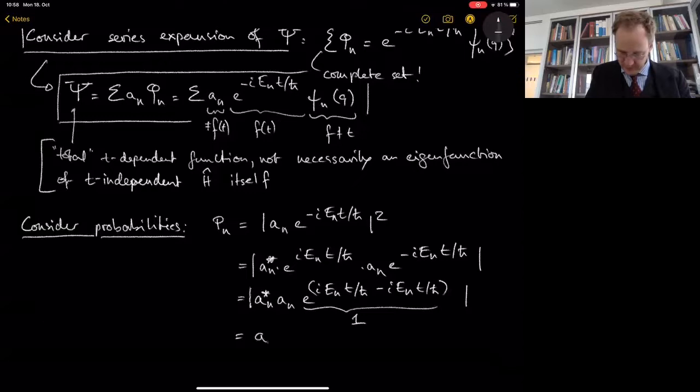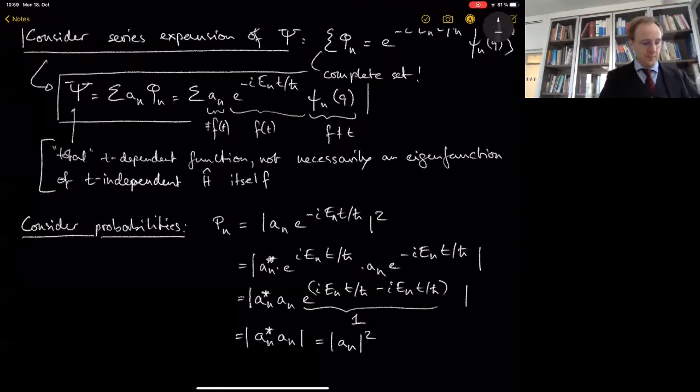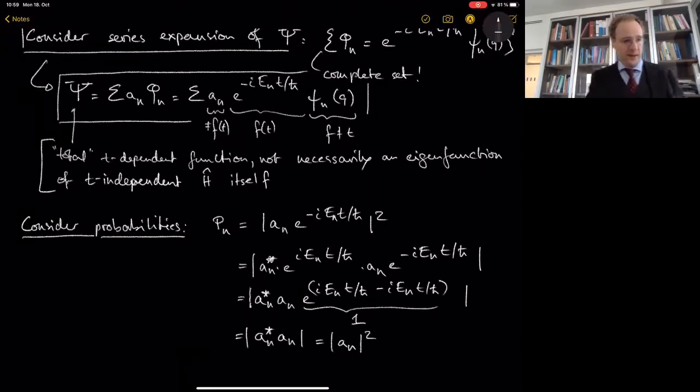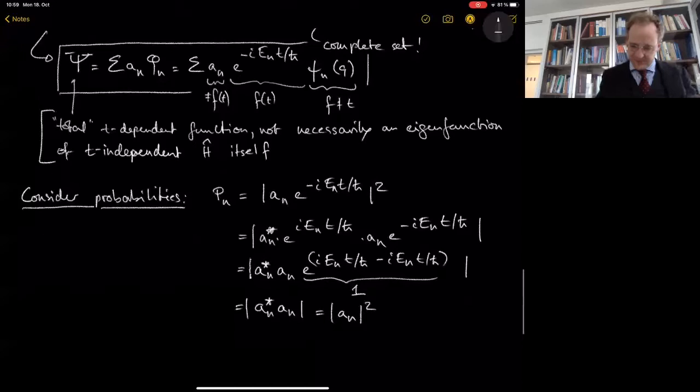So what you see is that actually my probability for this time-independent Hamiltonian as such does not change. But what happens now as we project out our coefficients?